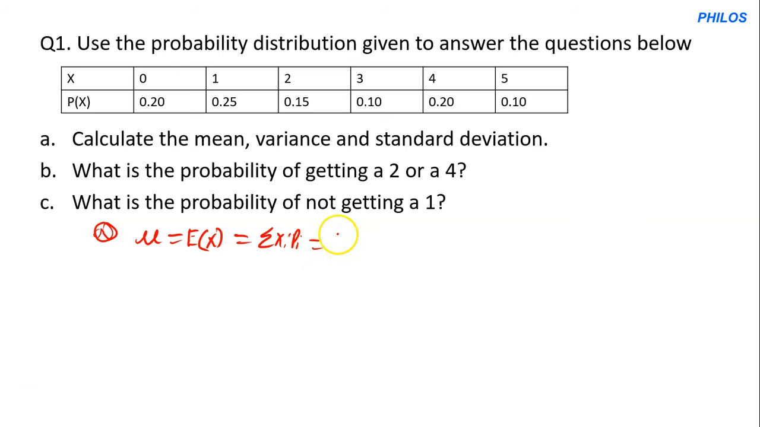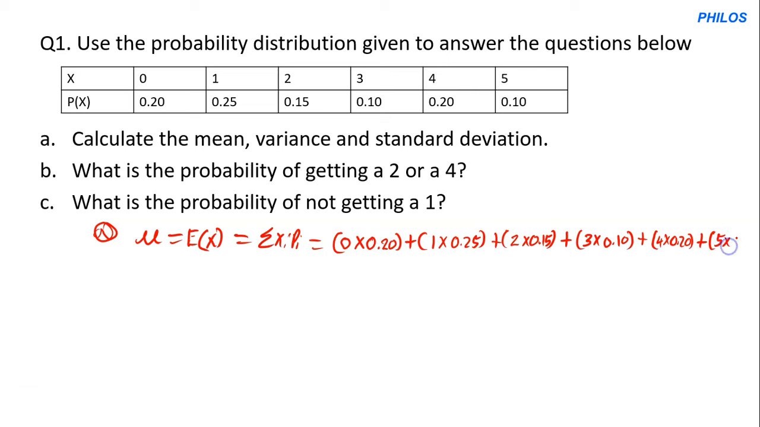So let's do that. Now when we take the first x, which is 0, we multiply it by its probability, which is 0.20, plus, then we take the second one, 1 times 0.25, plus 2 times 0.15, plus 3 times 0.10, plus 4 times 0.20, plus the last one, which is 5 times its probability, which is 0.10.